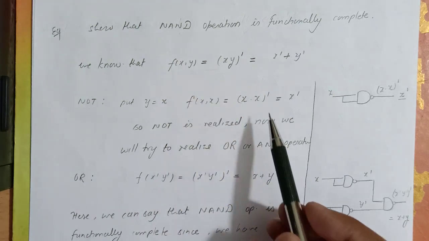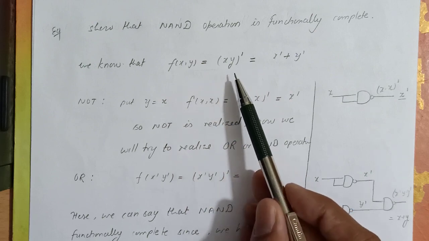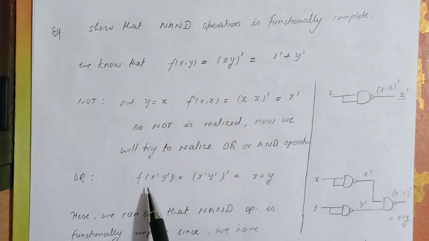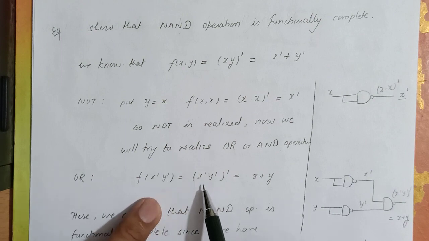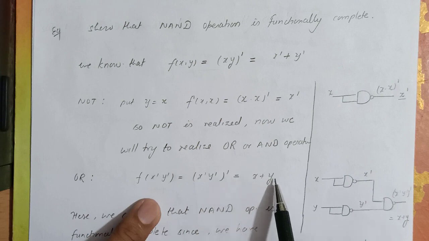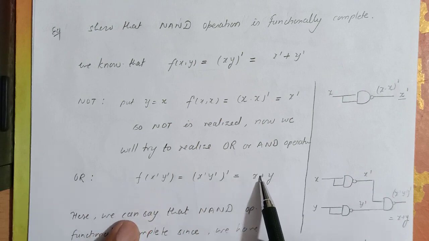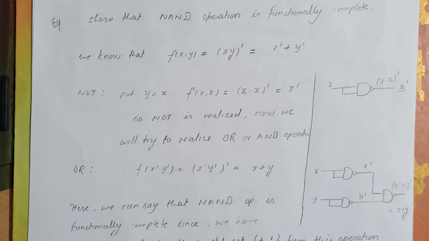So we can easily see that if we calculate f of x dash, y dash, what we will get is x dash y dash whole dash, which is x plus y. So in this way OR operation can be easily realized. How?